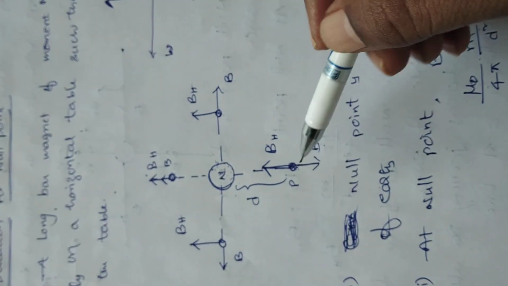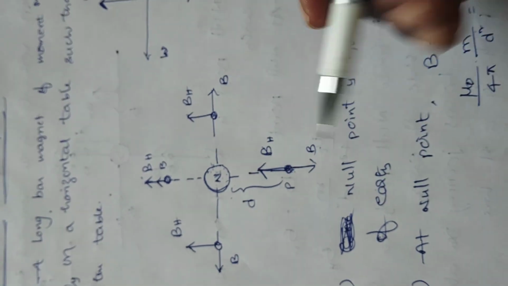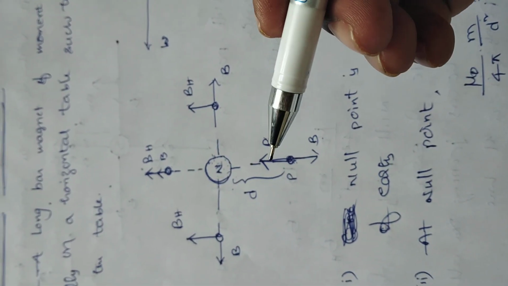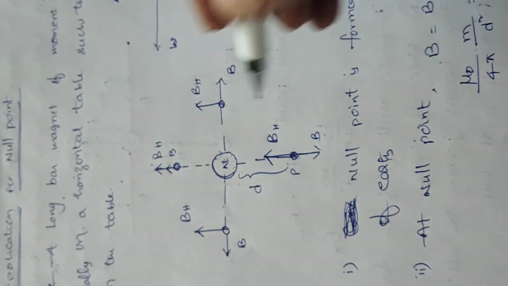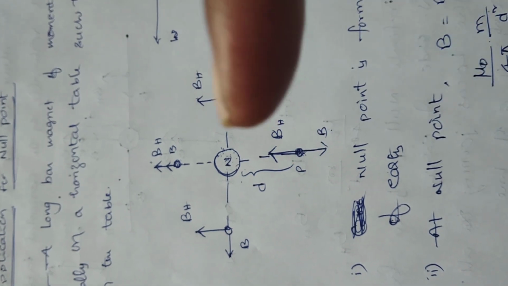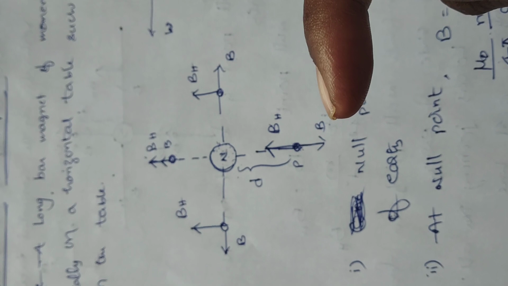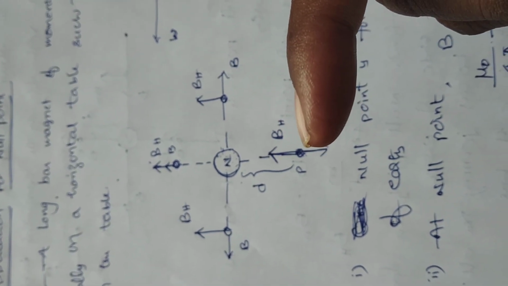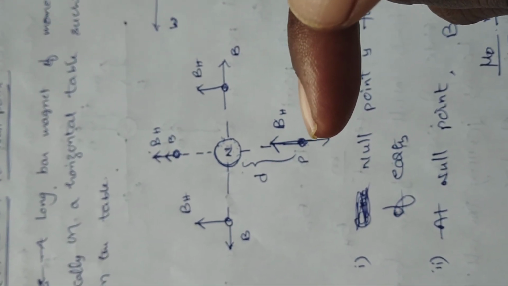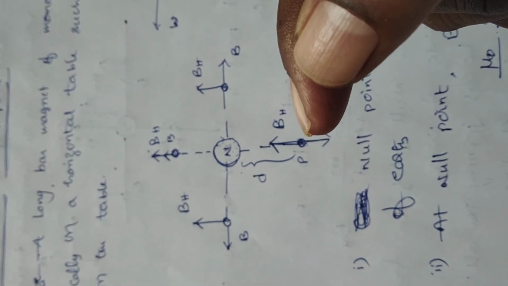So this is one null point. At the same time, at a certain height above the table, there is another null point. This is another null point, and so on. That means an infinite number of null points are formed on the south side. On the south side, we are joining a locus of all these null points.